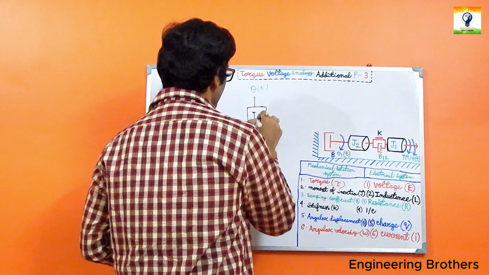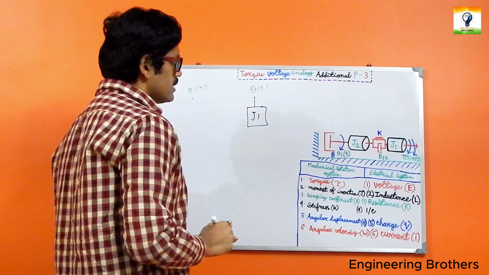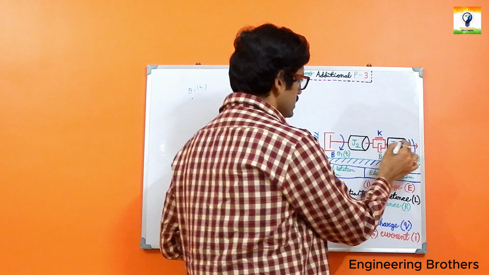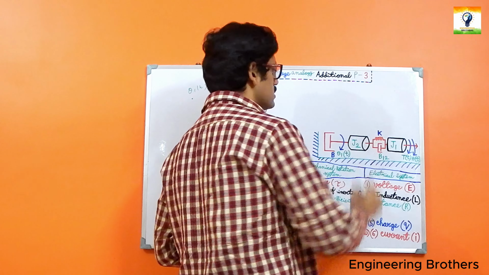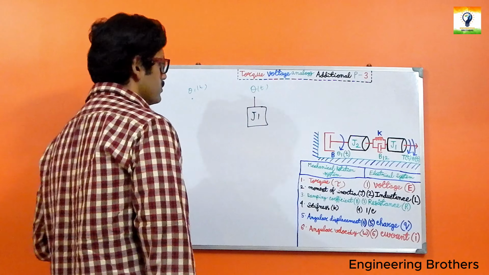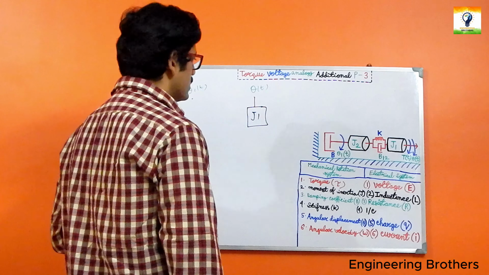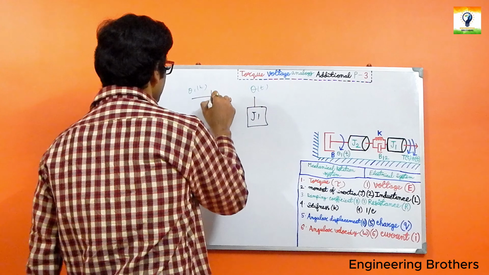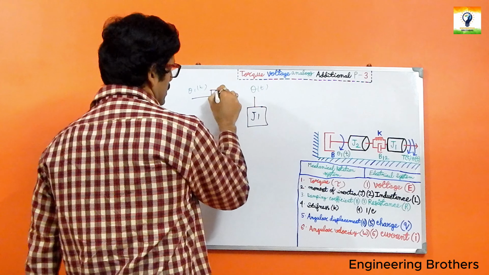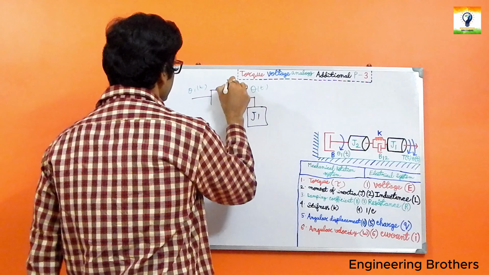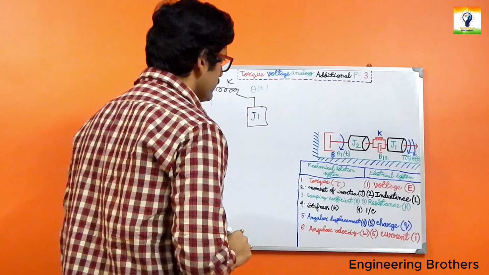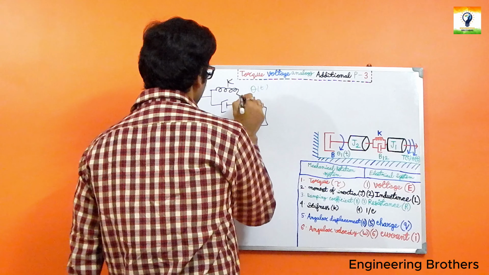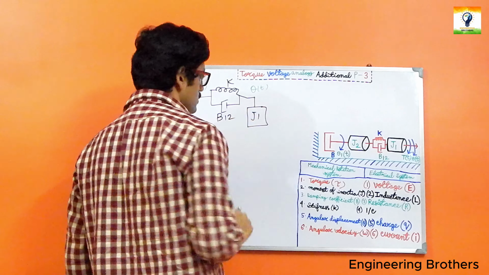So this is our J1, and in between theta t and theta 1t we have two elements: the rotational spring element K and B12, the rotational frictional element, that are present here. Let us include our two elements. Our first element is K, and with that we have B12 present here. So this is our B12.